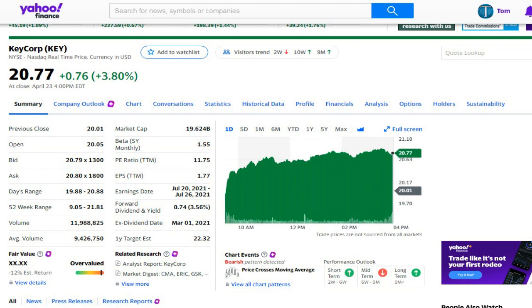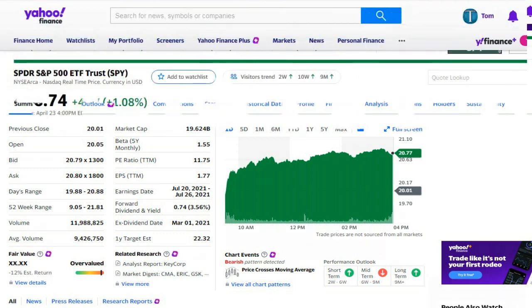But if the market is going up, having a beta that's above 1 is a good thing. If the market is going down, having a beta that's more than one is a bad thing. Anyway, 1-year target, $22.32. Hey, that's actually a good move up.